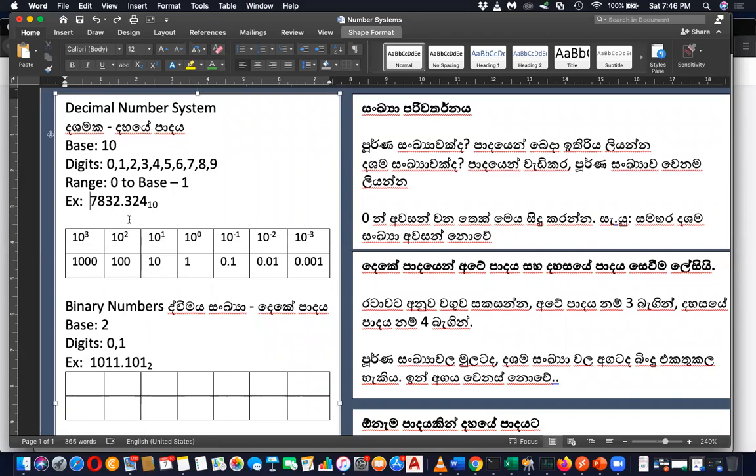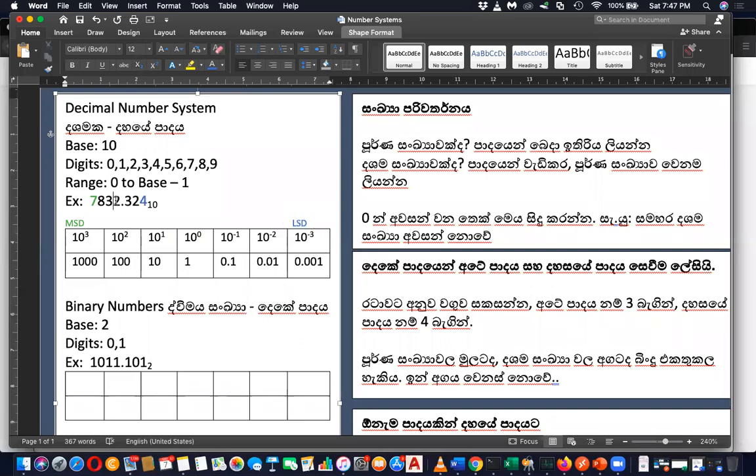And we are reading this number as 7832.324. Let me color this in green. This green digit is called the most significant digit, MSD. And then the last one, let me highlight in blue. That is called the least significant digit. This is the most significant, the most valuable digit. This is the least significant, the least valuable digit, the corner one.